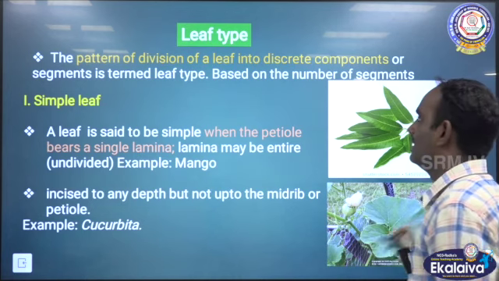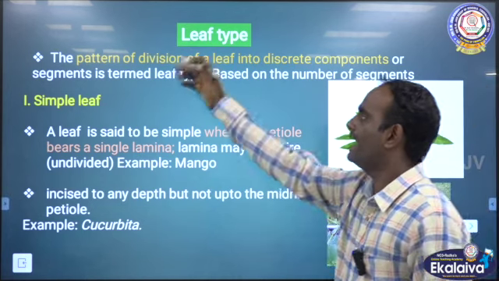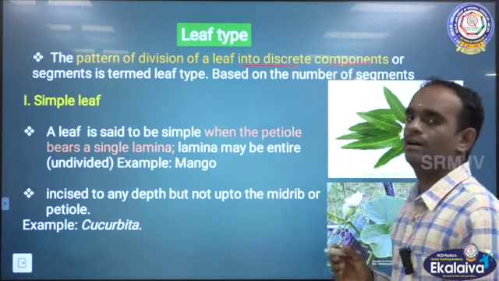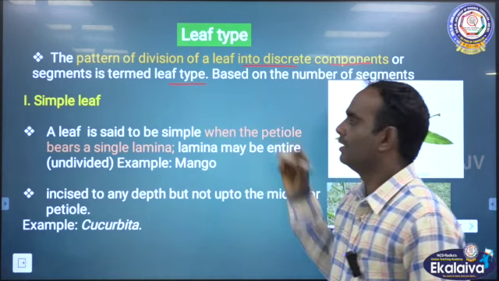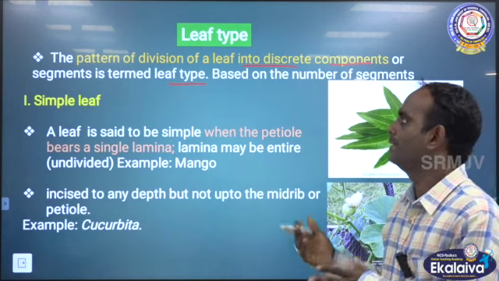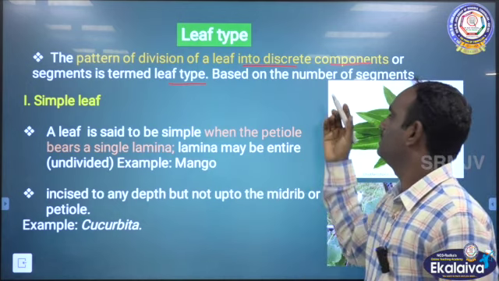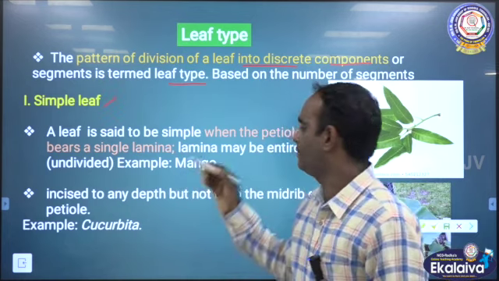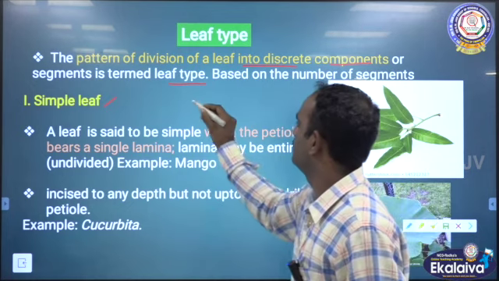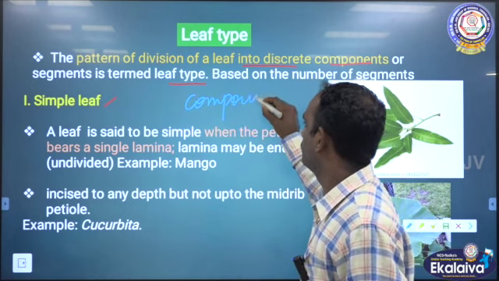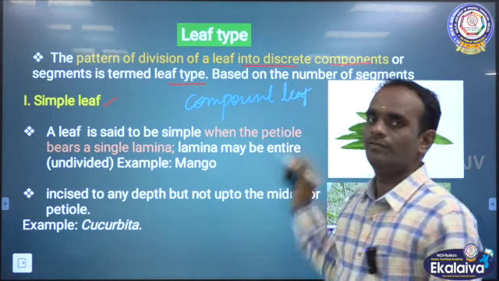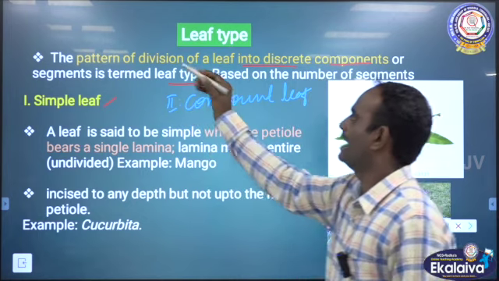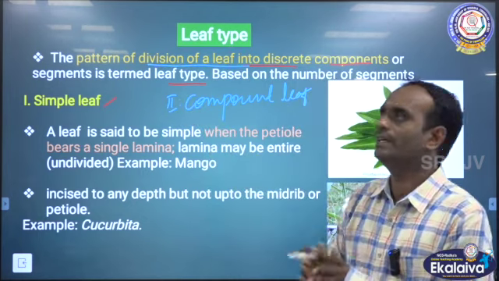Next we move on to leaf type. The pattern of division of leaf into discrete components or segments is termed as leaf type. What is that leaf type? A pattern of divisions. So, based on the number of segments, the leaf type is of 2 types. First one is simple leaf and second one is compound leaf.